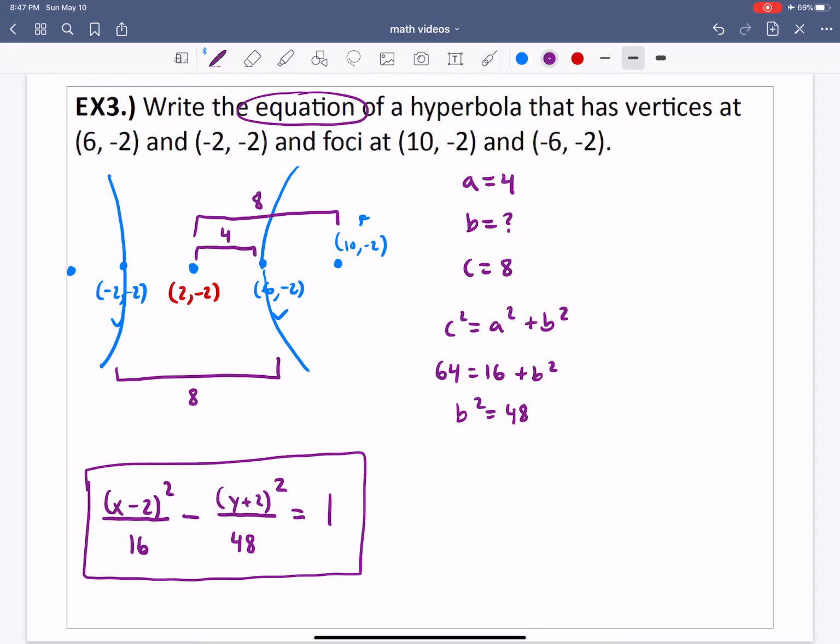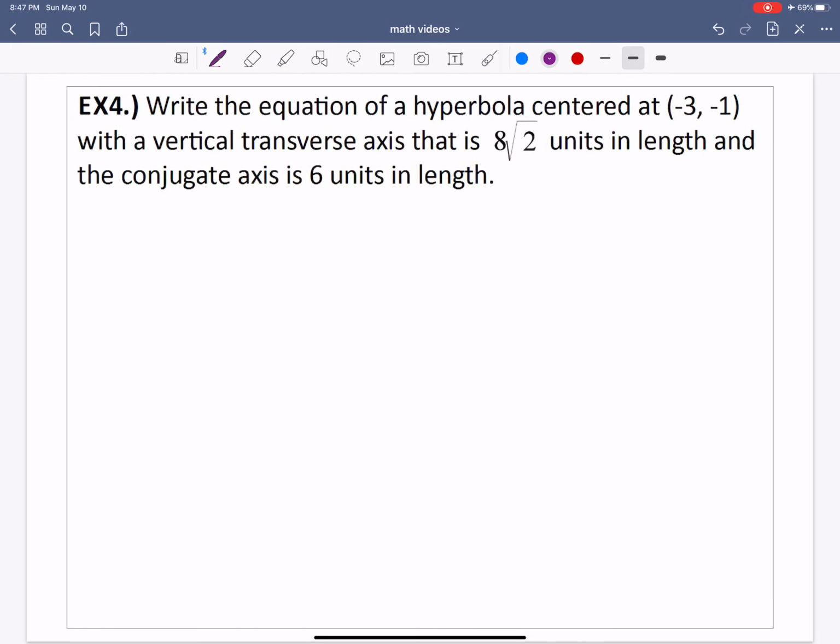Okay? Look, we've got one more. Let's try it together. If you're feeling yourself and feeling really good, go ahead and pause it now. Try this one on your own. See if you can get it. But if you just want to keep going with me, that's awesome. We're going to keep rolling.